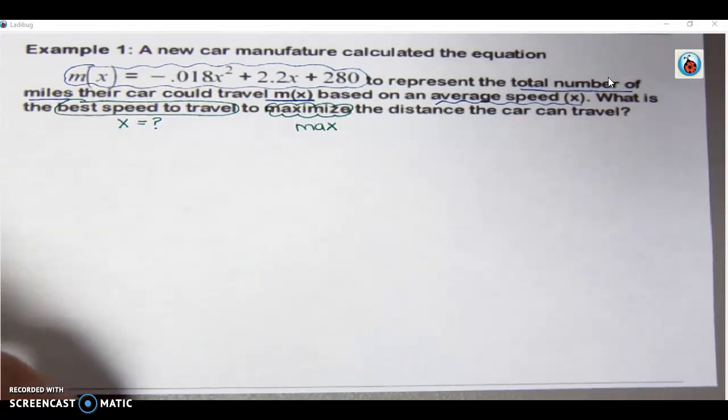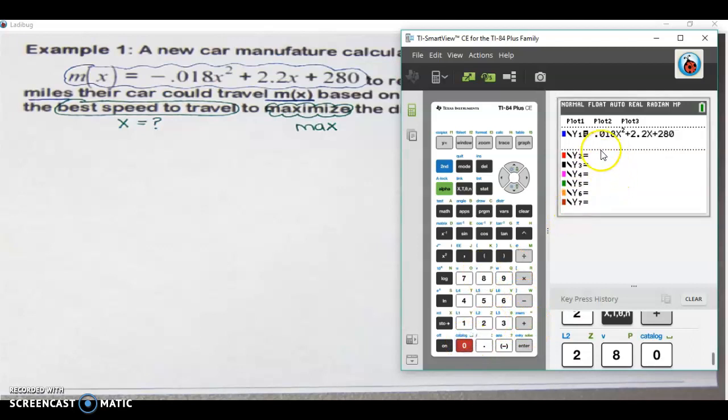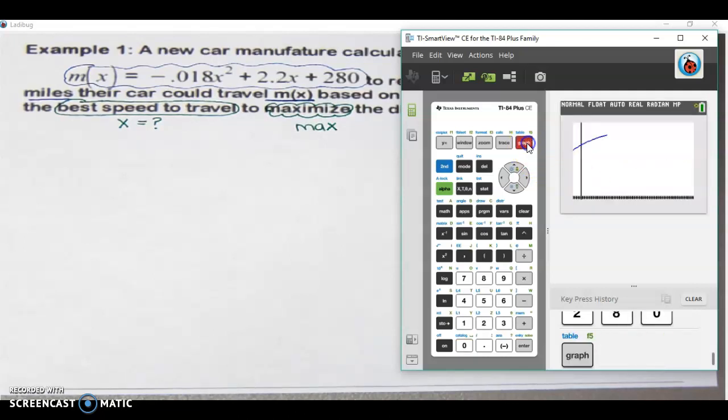So, since we have the equation, we're going to graph, and I'm going to use the calculator that should look similar to the calculator that you have on your Chromebook. This way you can practice if you haven't used it. It works just like a regular calculator, it's just instead of the screen being on the top, it's to the right. So in your y equals, we're going to go ahead and type in this equation. So we have negative 0.018x squared, and then plus 2.2x, and then plus 280. I'm going to make sure that's correct, and it looks like it is. Okay. So, you can go ahead and graph if you would like.